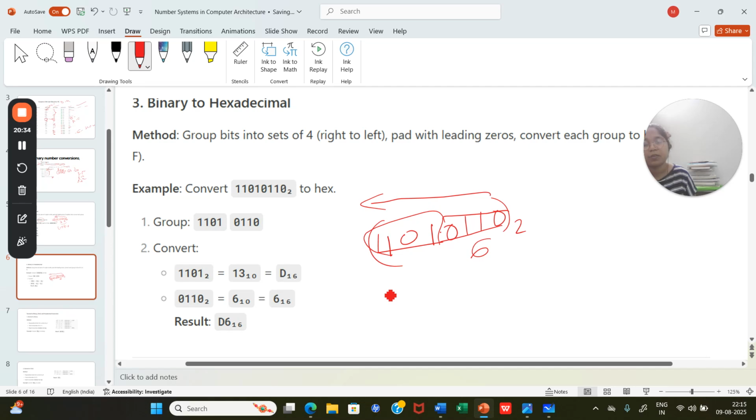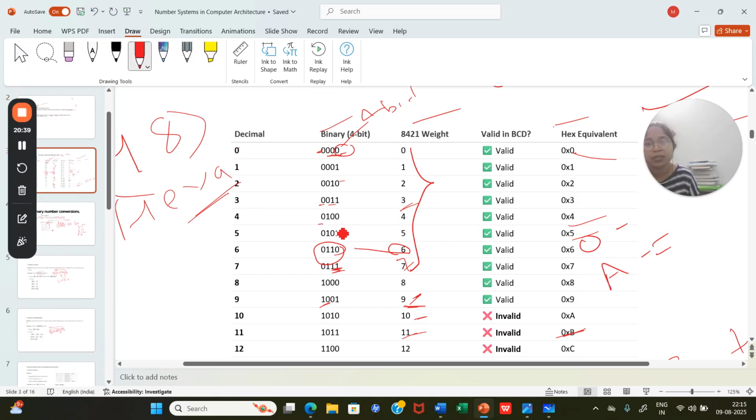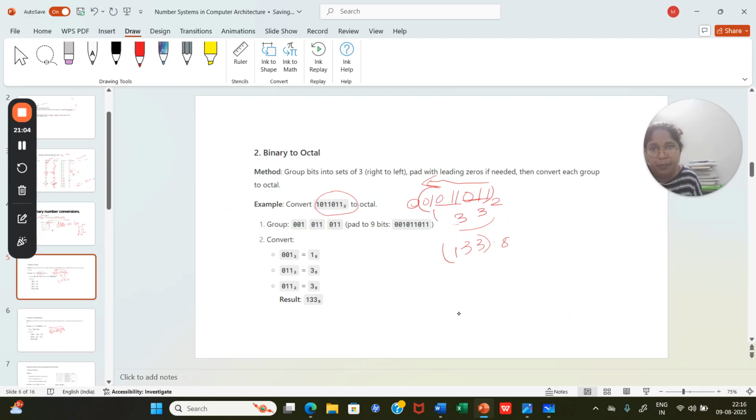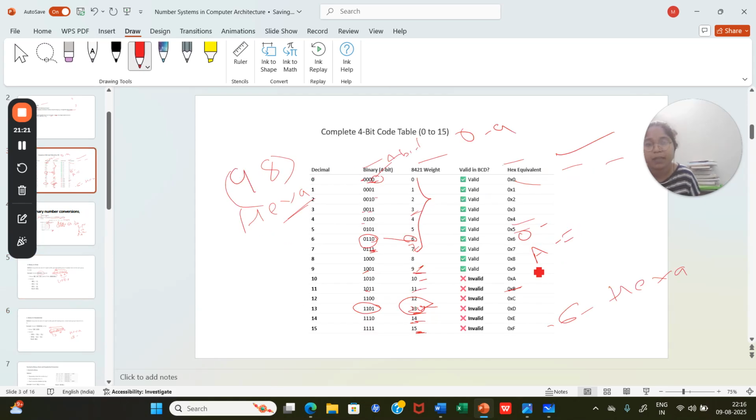Next is 1, 1, 0, 1. Check the table again, same thing here. For 1, 1, 0, 1, take the value 13. In hexadecimal, we do not write 13 directly. Instead, we write the 13 value as D.